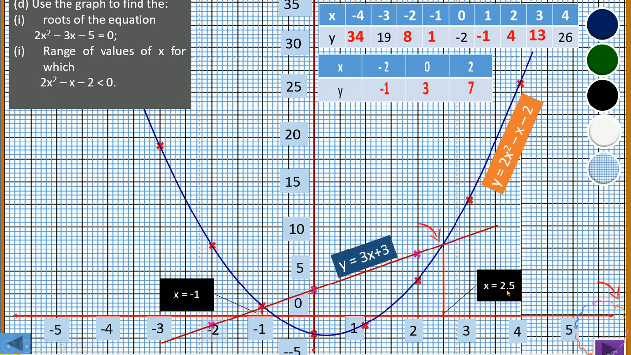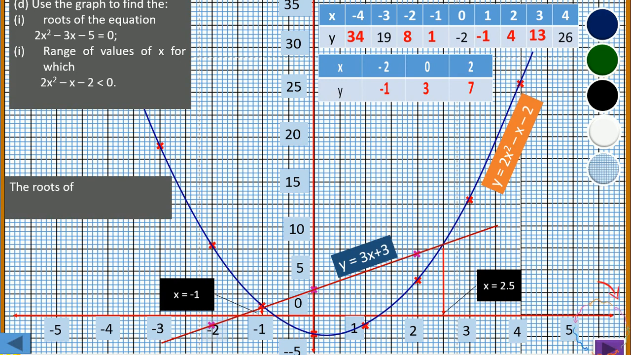So therefore, the solution of question 1 will give us the roots of 2x squared minus 3x minus 5 will be x is equal to minus 1 and x is equal to 2.5. Then we're going to go to the next question. The range of values of x for which 2x squared minus x minus 2 will be less than 0. And we have the x-axis dividing the quadratic function into two parts.